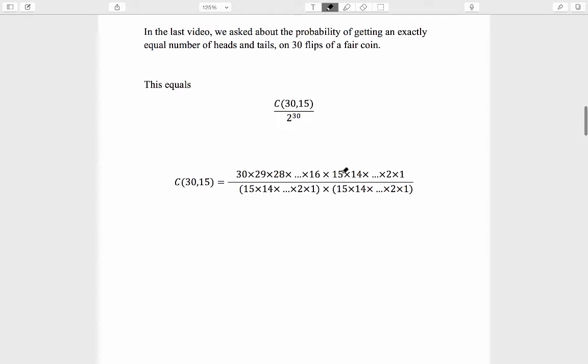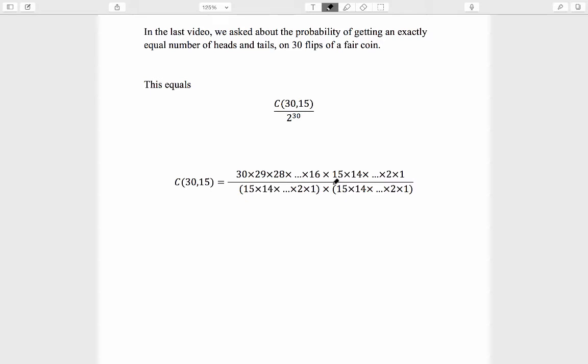In the last video, we asked about the probability of getting an exactly equal number of heads and tails on 30 flips of a fair coin. This equals 30 choose 15, the number of outcomes in the event, divided by 2 to the 30, the total number of different possible outcomes in the experiment as a whole. To compute this, we really want to apply the formula rather than expanding Pascal's triangle to compute this numerator.